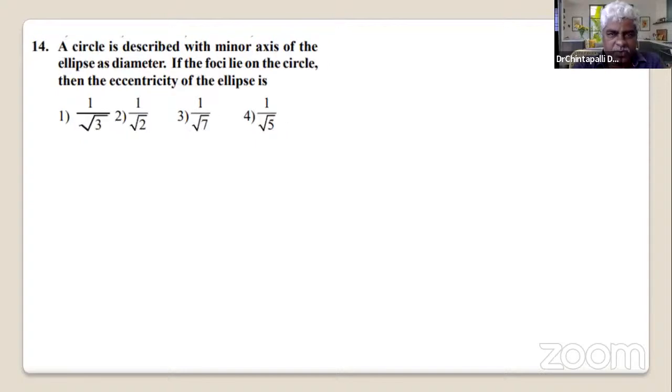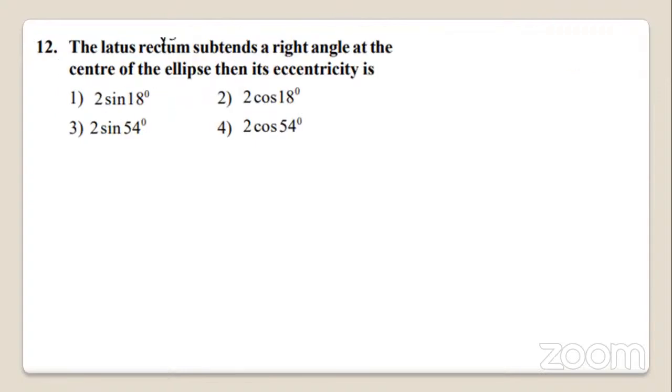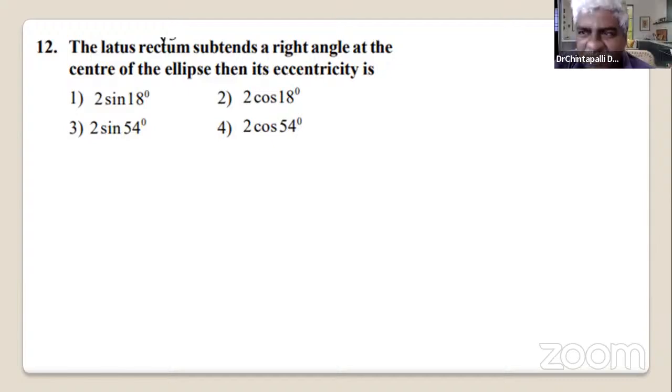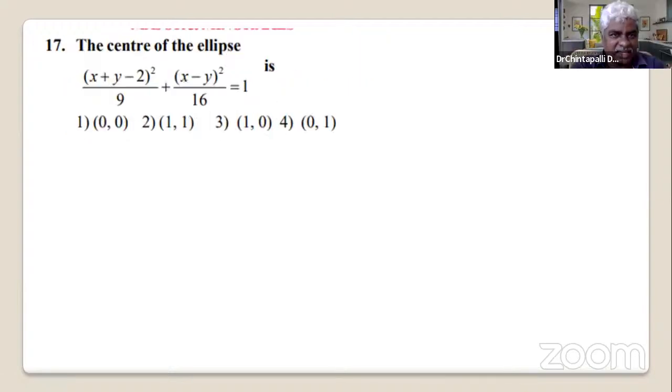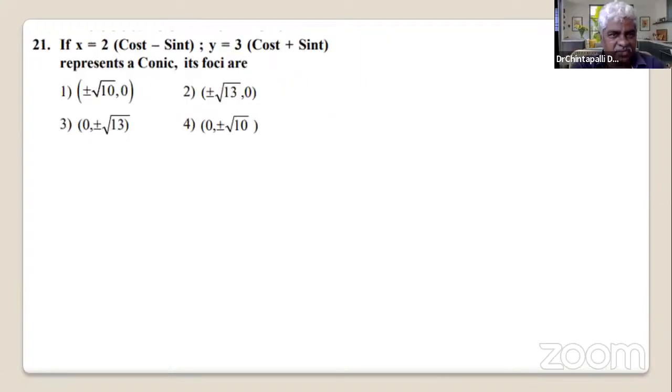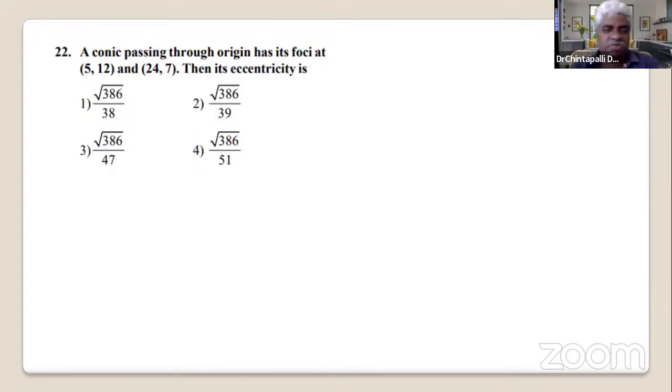By chance, tomorrow we will be discussing the story of x square by a square plus y square by b square is equal to 1. It's very interesting. It is another file, a PPT file. But in this question, we used distance between foci. That means S S dash.